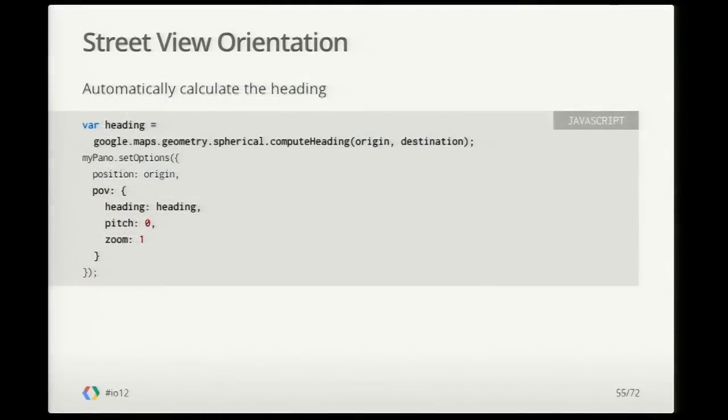The way we've done that is by using the spherical geometry library, which you can get with the Maps API by passing a parameter at load time, just like you can for the Places API. And it has a compute heading option, which we use here, giving it the origin and the destination, and we pass that into our point of view object.